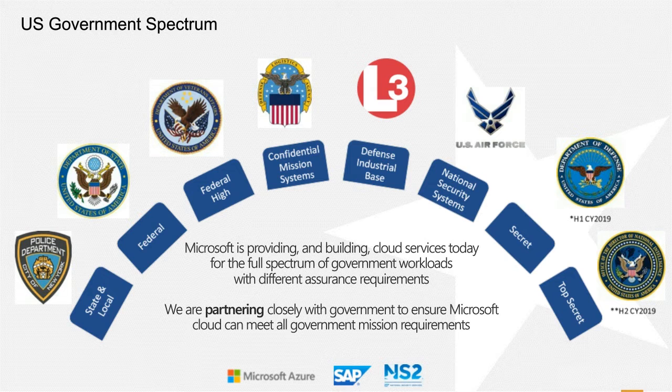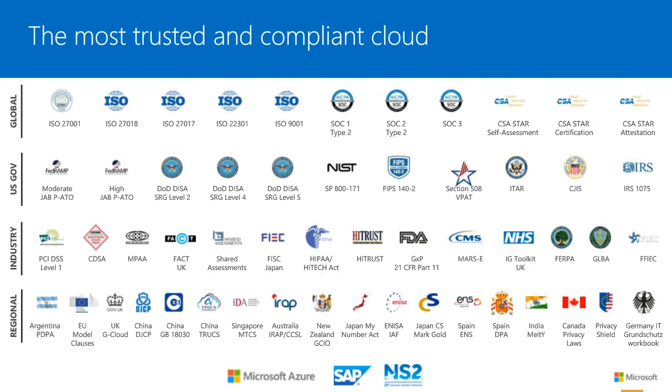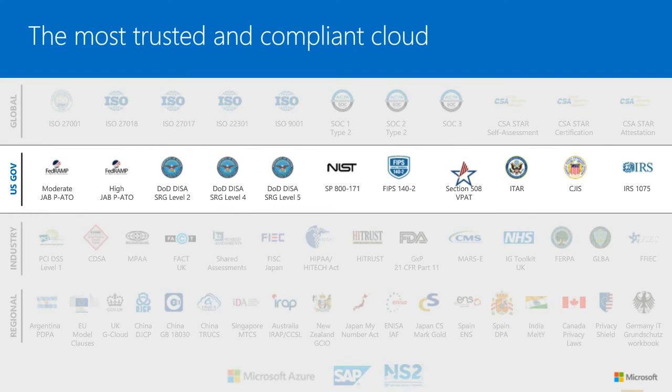And then finally, with regard to compliance, Microsoft Azure is the most trusted and compliant cloud with over 70 compliance offerings. It's the largest portfolio in the industry. And in terms of the U.S. government in particular, you see here, we've got the associated programs for criminal justice at the state level, federal programs like FIPS, NIST, and FedRAMP, and we build from there to include ITAR, DoD, and other standards such as IRS 1075.